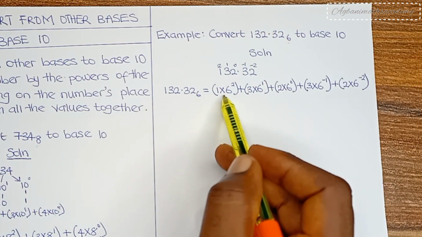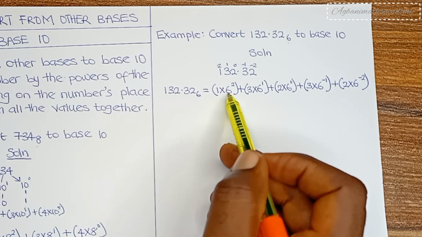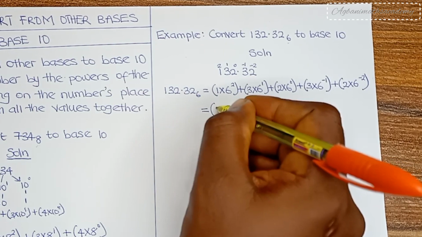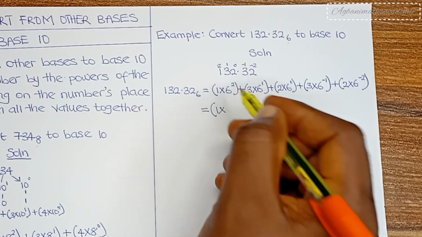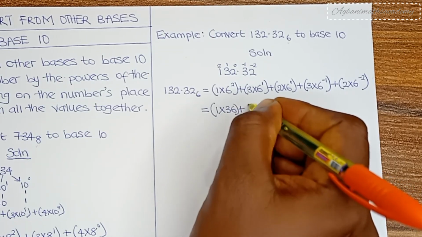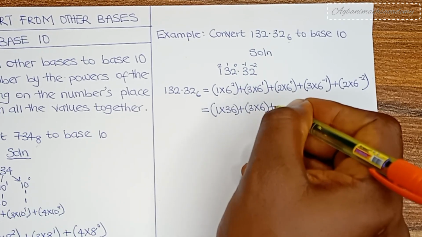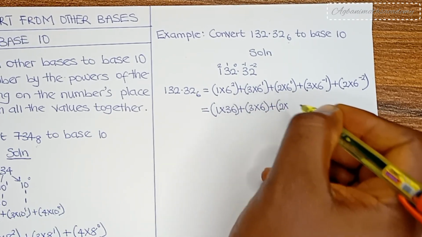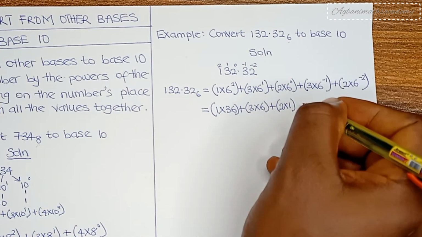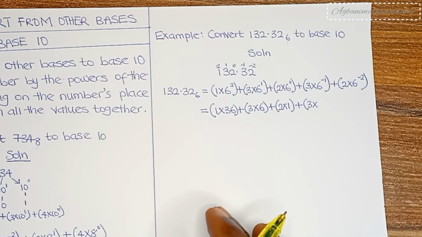Okay, so now we can consider the equivalent values of these index numbers. So we have 1 times 6 to the power of 2 is 6 multiplied by 6, which is 36, plus 3 times 6 to the power of 1 is 6, plus 2 times 6 to the power of 0 is 1, because any number raised to the power of 0 is 1, plus 3 times 6 to the power of -1.